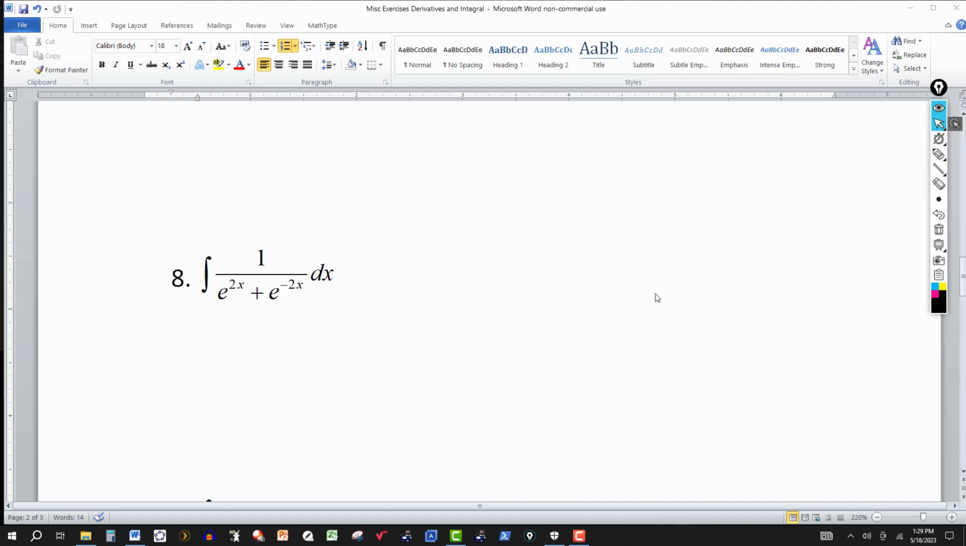Okay, for number 8, we've got 1 over e to the 2x plus e to the minus 2x. Let me rewrite this. I'm going to multiply the numerator and denominator by e to the 2x. So in the numerator, I'm just going to get e to the 2x. In the denominator, when I multiply by e to the 2x, I get e to the 4x. And then e to the 2x times e to the minus 2x is e to the 0, which is 1. This is dx here.